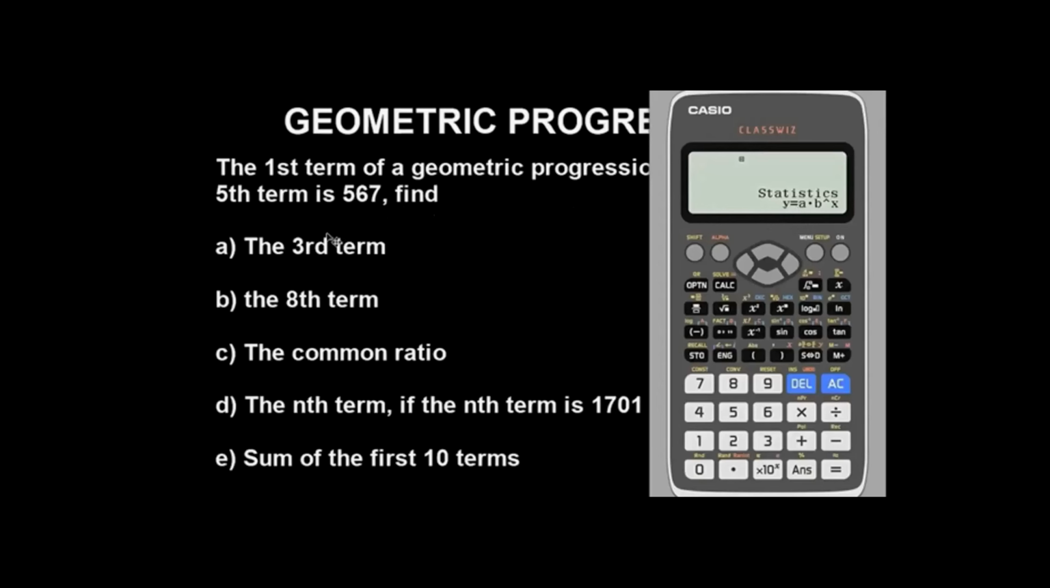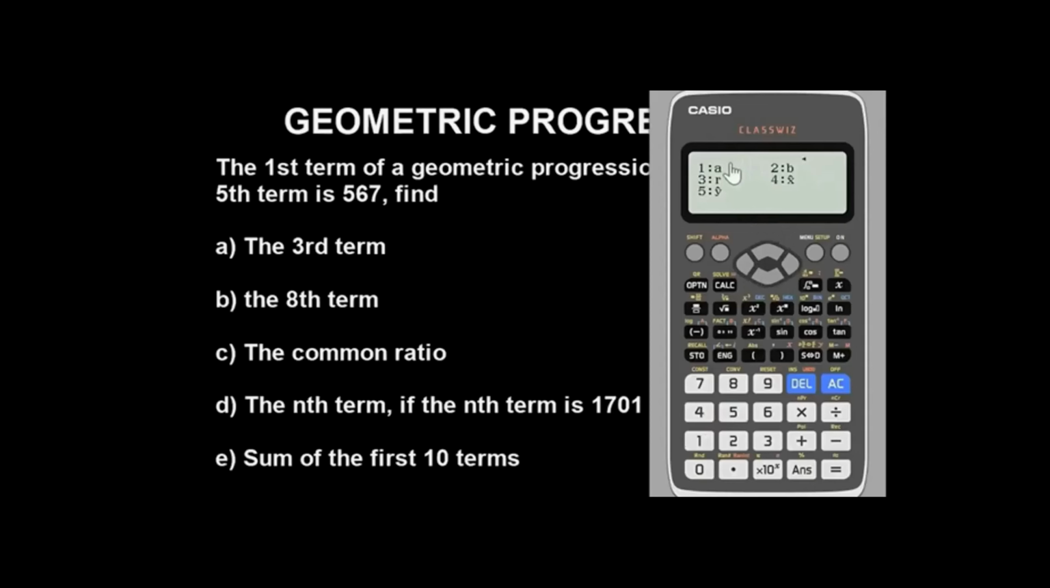So to find the terms, look at how you're going to do it. Since we're asked to find the third term, let's begin with the A question. To find the third term, you press the number first. Third term, that's 3. Then come here and press option. Follow me, guys. Press option. Now when you press option, it will bring you to this place. Use this downward key, go down, and you see option 4, regression. Press 4, regression.